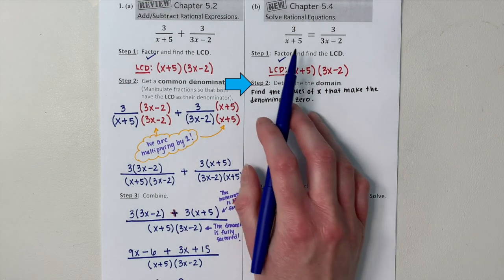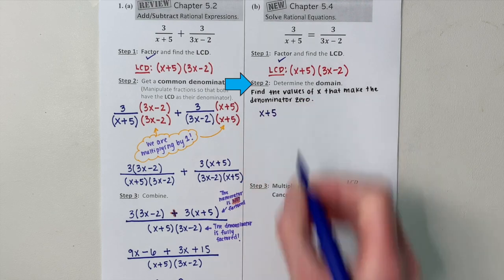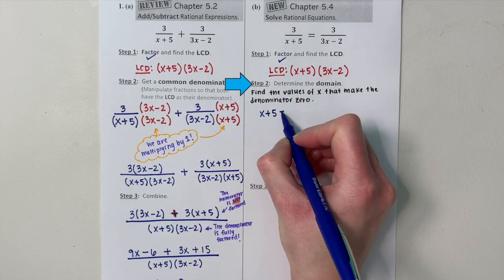You might be able to determine that mentally, but I'm going to write it down so we can see it here. So first we want to look at this first denominator here, x plus 5, and we want to know, when does that denominator equal 0?